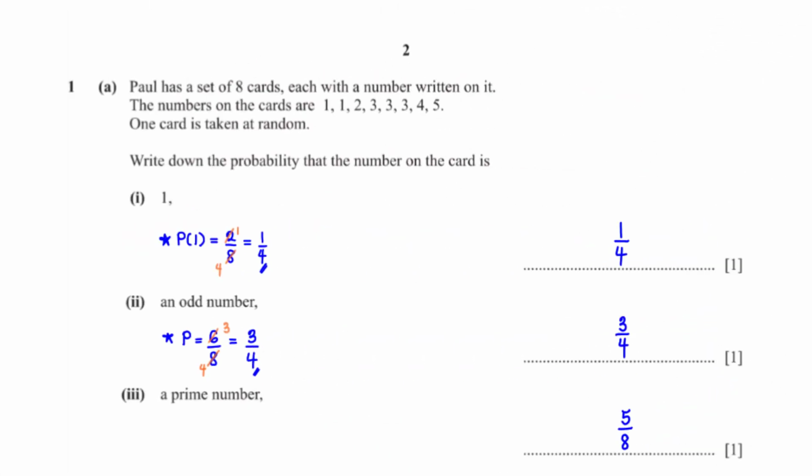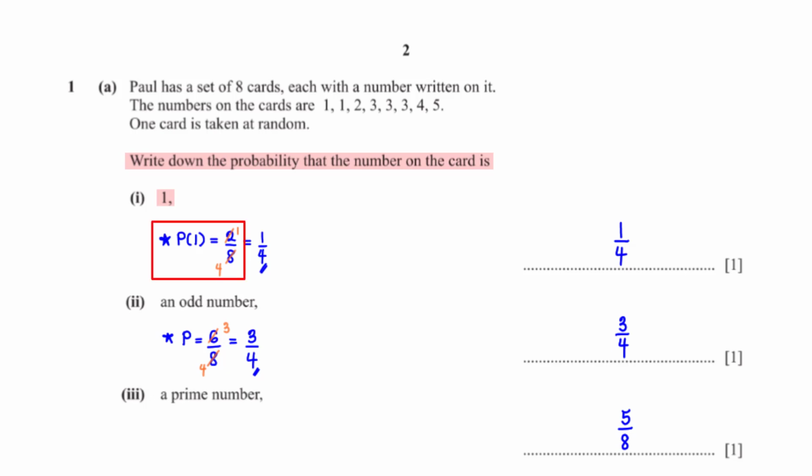Paul has a set of 8 cards, each with a number written on it. The numbers on the cards are 1, 1, 2, 3, 3, 3, 4, and 5. One card is taken at random. Write down the probability that the number on the card is 1.